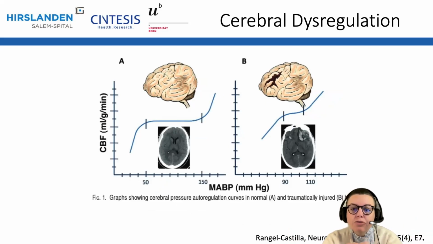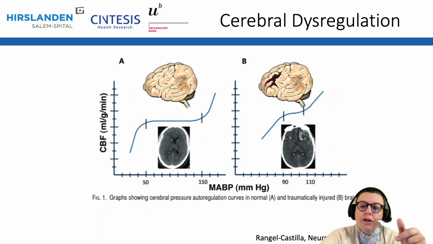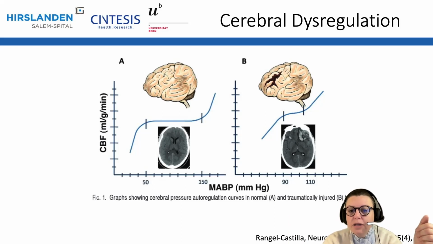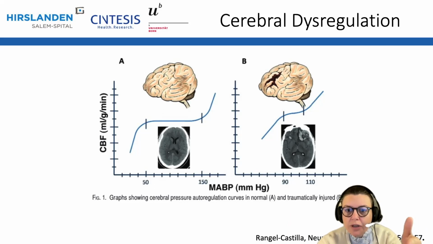So when intracranial compliance is limited, as we can see here, small volume changes affect the ICP dramatically. And when autoregulation is altered, pressure changes directly affect the blood volume. This is important in the injured brain because, as you can see, the autoregulation in the injured brain is much narrower, so the interval is much shorter and you have much more interval of dysregulation.